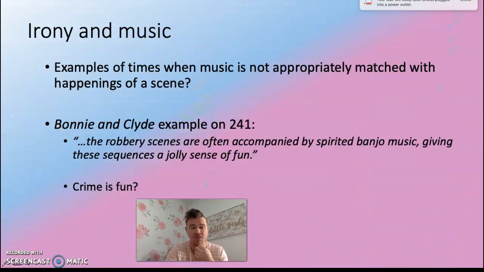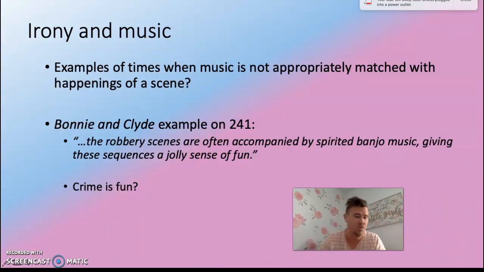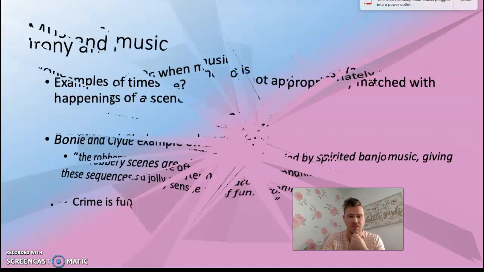Then we have some irony in music, back to Bonnie and Clyde. We are rooting for them, despite the fact that they are robbing people. So we have this spirited banjo music. Page 241 gets into that a little bit, giving these sequences a sense of jolly fun. Crime is fun, question mark. So sometimes some irony there regarding music. And in this case, we don't necessarily want Bonnie and Clyde to be killed.